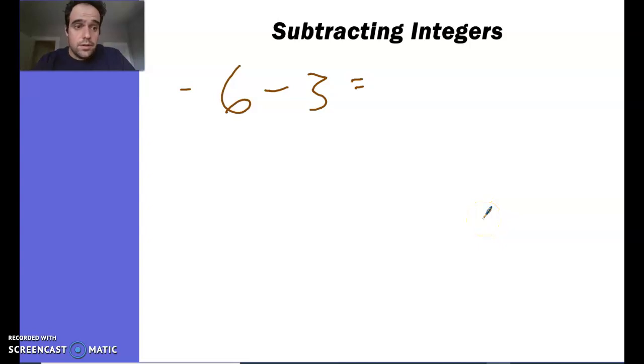So subtracting integers is pretty much the exact same thing as adding them, but there's one more thing to think about. So we have this problem here, -6 minus 3. Looks kind of challenging, just like weight subtraction. Ooh. Number line.